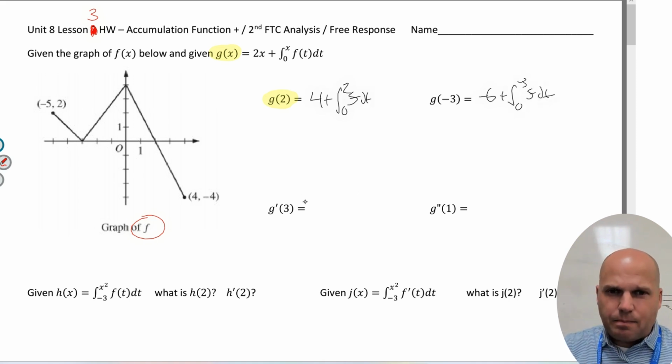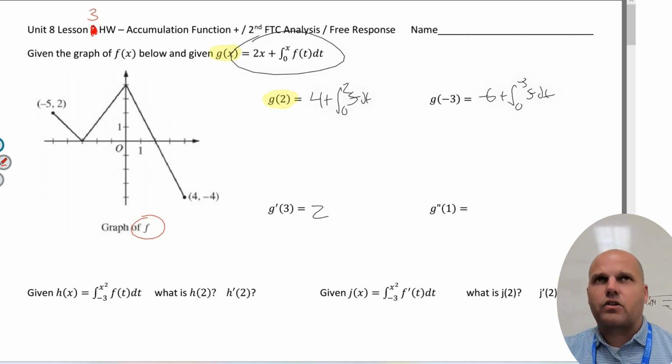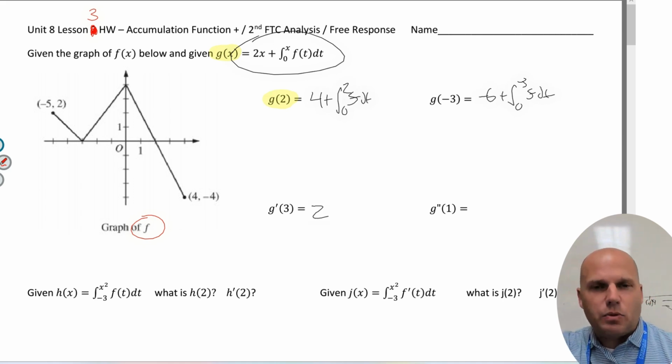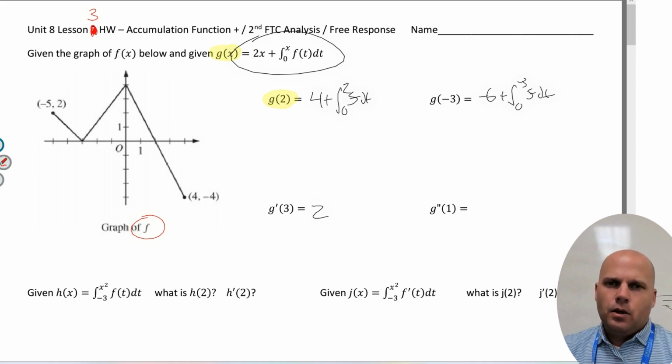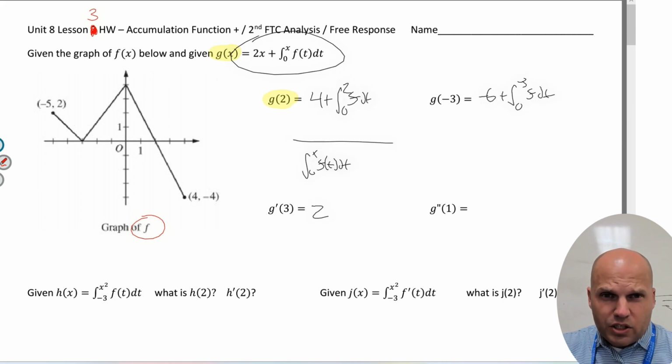If I have G prime, I have to take the derivative of this. Well, the derivative of 2x is 2. The derivative of the integral is not the accumulation of f prime. We understand that this could be seen as big F of x minus big F of 0. Cool, this is the whole triangle.